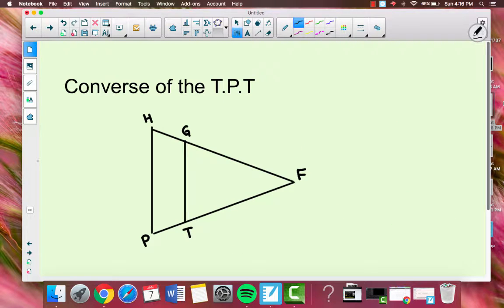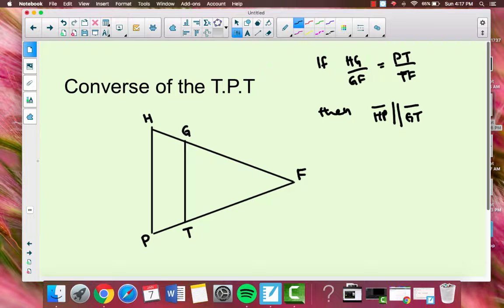Next is our converse of the triangle proportionality theorem, and this is just backwards. So basically this is just going to be the opposite of what the original theorem says. So here they might tell you that if HG over GF, so if this portion over this portion is equal to the ratio of PT over TF, okay, so over of this section over TF, then what has to be true? Well, that means that segment HP would have to be parallel to segment GT. So it's just the reverse.